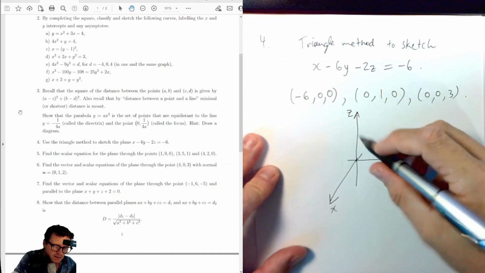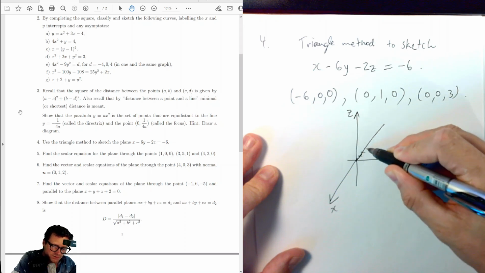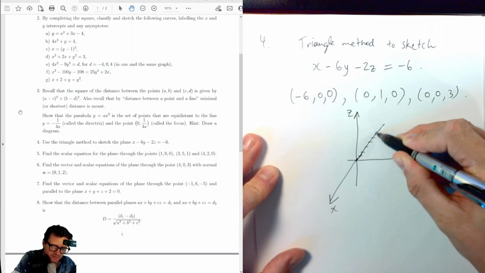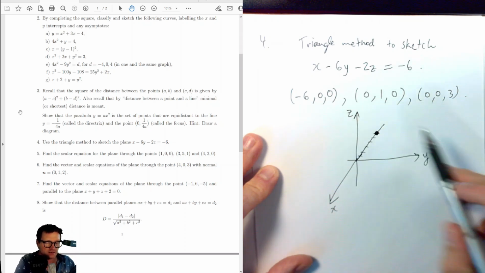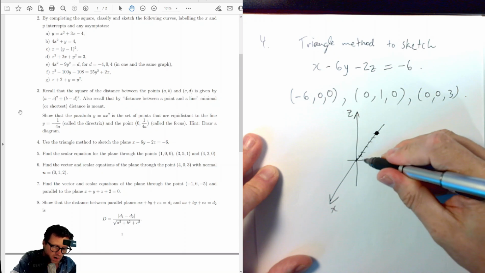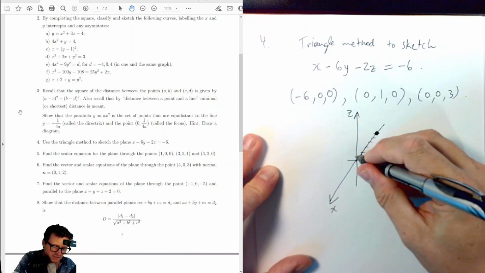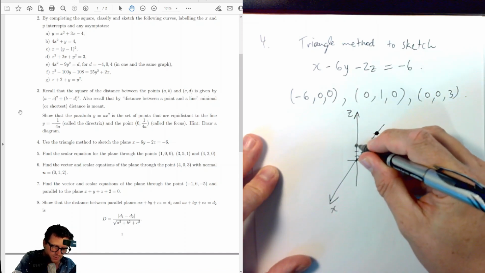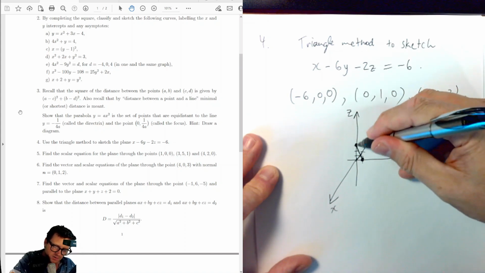Now, first one, that's minus 6, so I have to go out here. 1, 2, 3, 4, 5, 6. So that's out this way in the negative direction. Okay, this point, well, it's right there. And then this point, that's 3 up on the z-axis. So 1, 2, 3, and we'll put that there. Okay, now what we do is fill in a triangle between those.